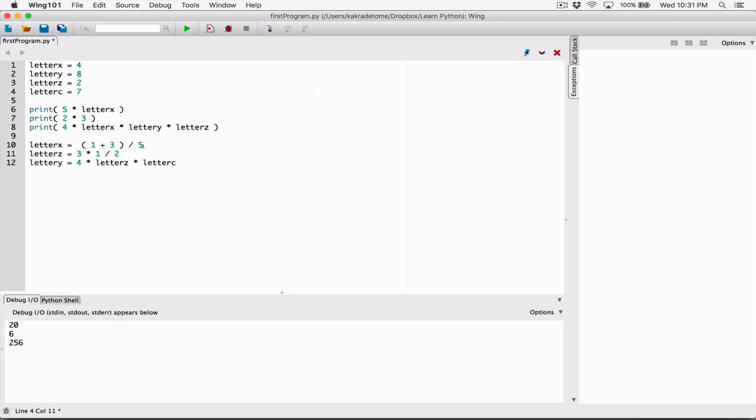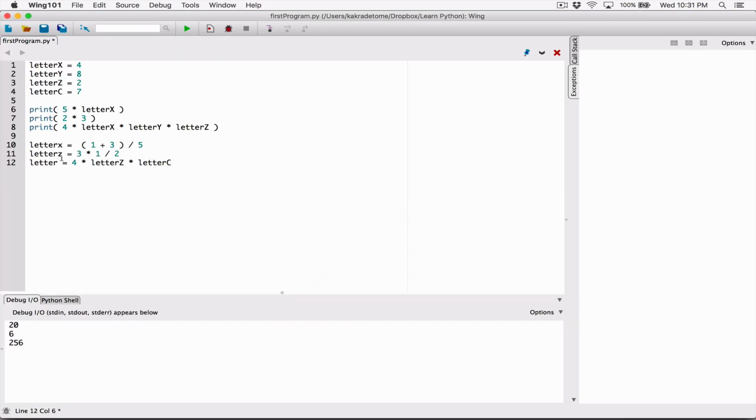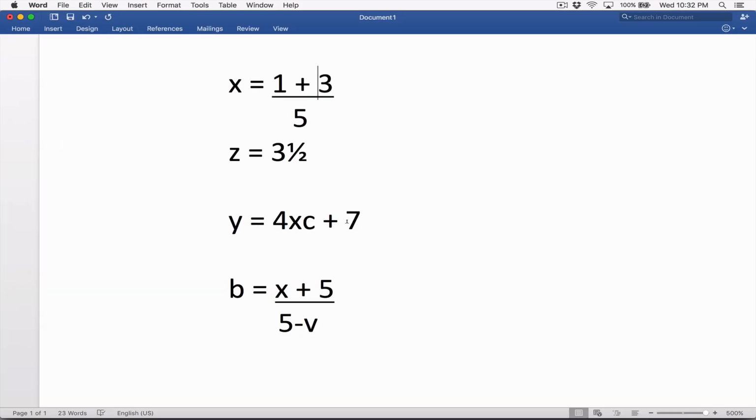Let's just make these capital just so you can see what we're dealing with, so it's not too confusing. Letter z, letter c, change this to x. I just want this to be a bit clear. All right, so this is how you'd write it. Letter y is equal to 4 times letter z times letter c plus 7.